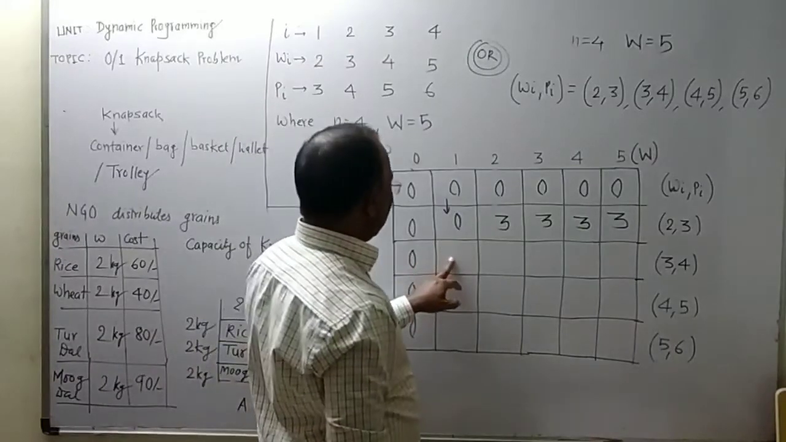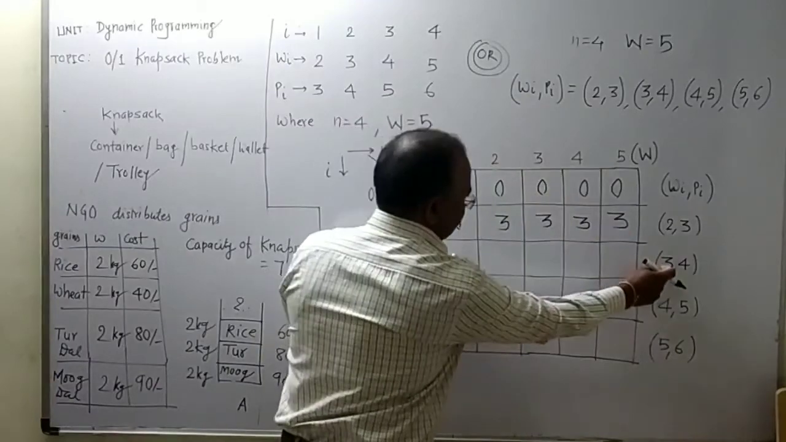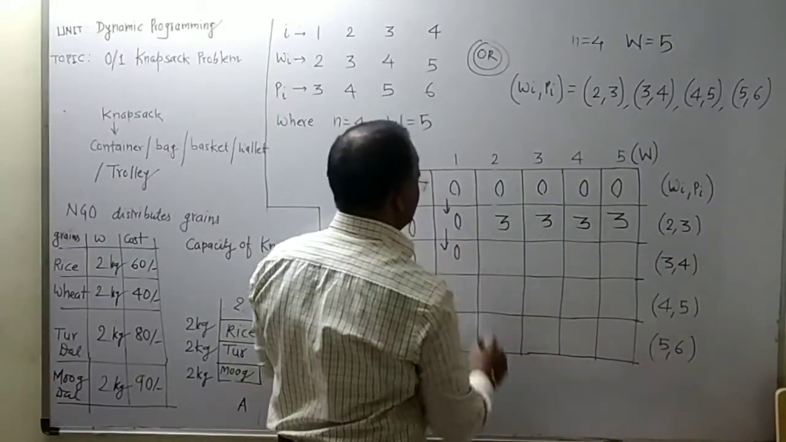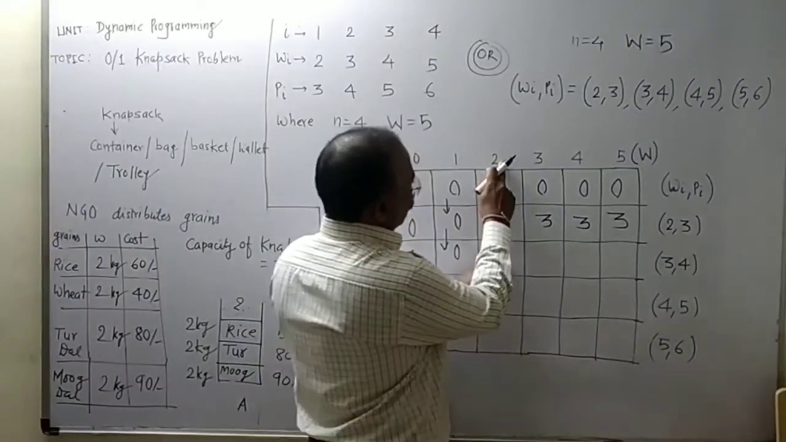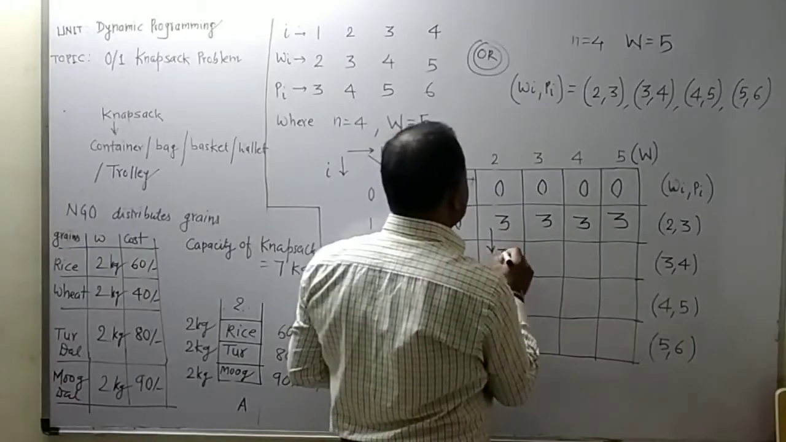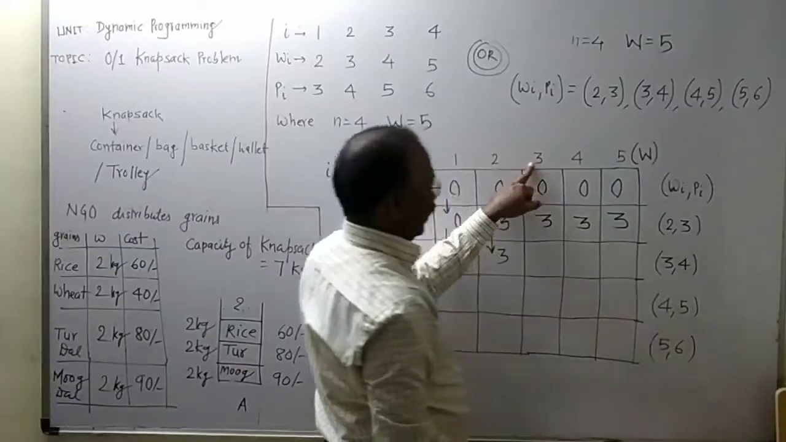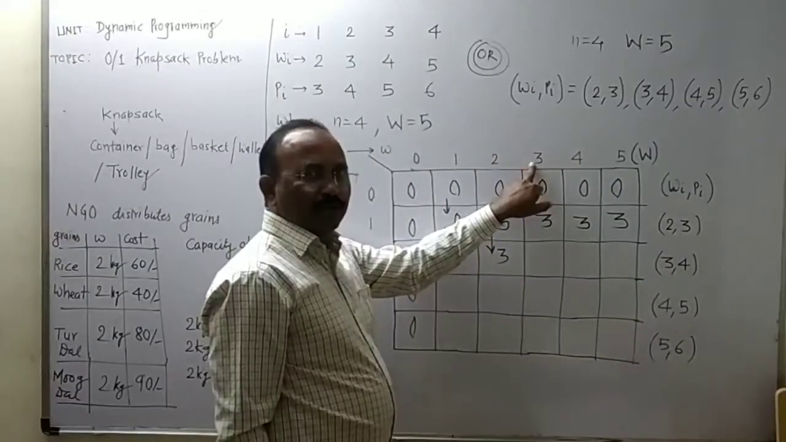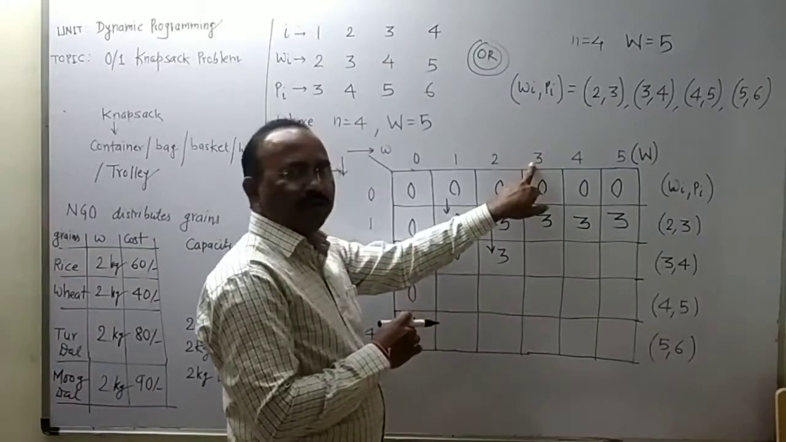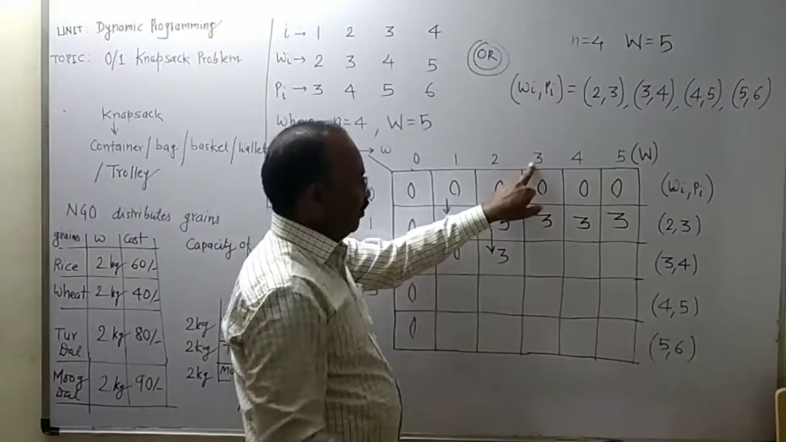Here the column is 1. Is 1 less than 3? Yes. Take the upper value as it is. Then here, is 2 less than 3? Yes. We have to take the upper value as it is. See here, is 3 less than 3? No. In this case, we have to find out another column.